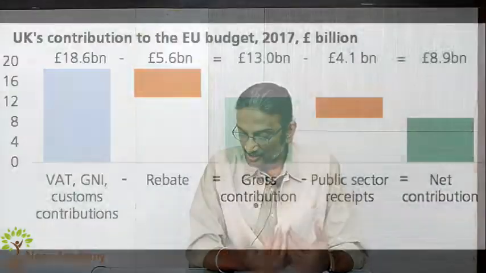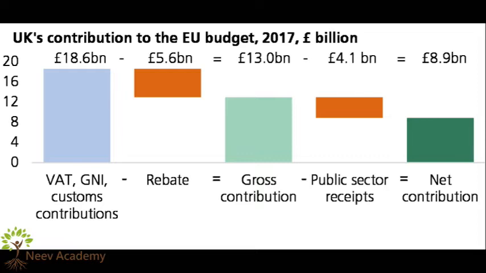Okay, so this disproportionate contribution from the UK, disproportionate in relation to other member nations, to compensate, to offset that, UK was given a rebate. You can see these figures for 2017. UK's contribution was $18.6 billion, rebate $5.6 billion, so the gross contribution was $13 billion.